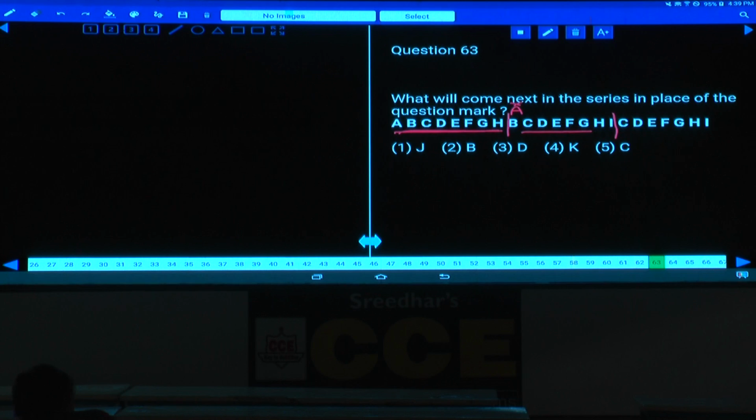The first letter from the left hand side is deleted. And the next one, now B is deleted here. And starting from C, C, D, E, F, G, H, I. Then what's the next one? J. J, that is given in choice 1. Question number 63, choice 1.